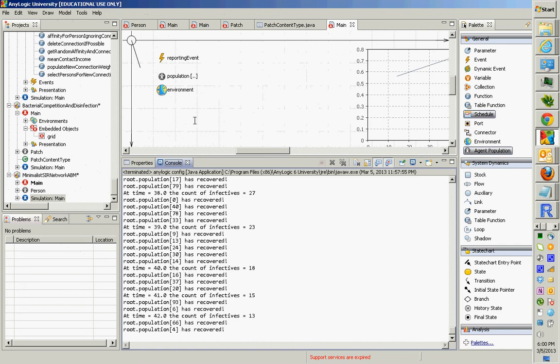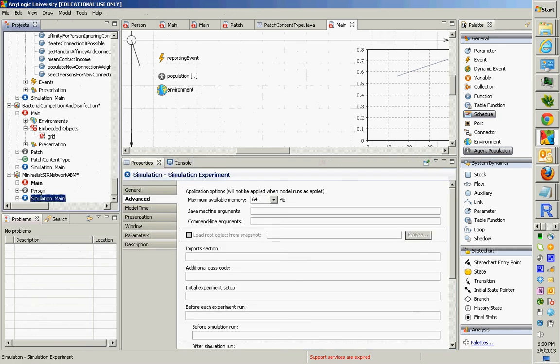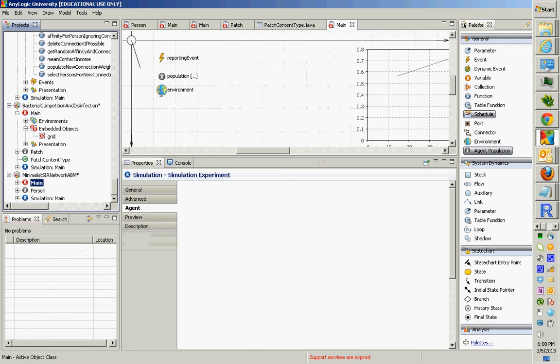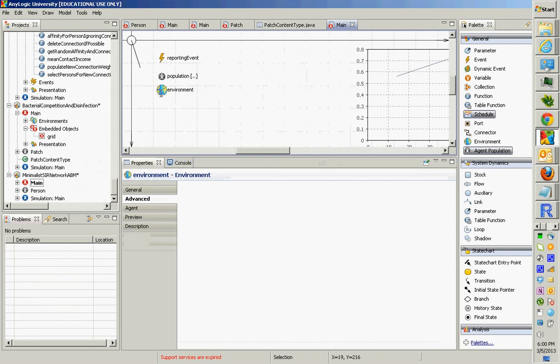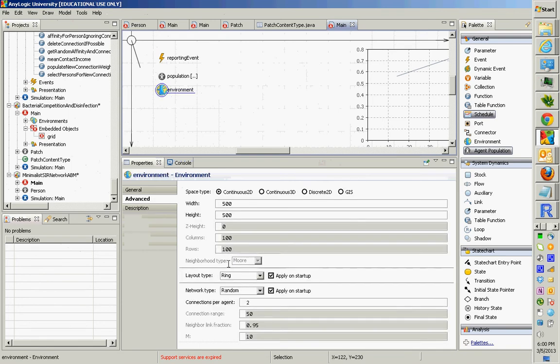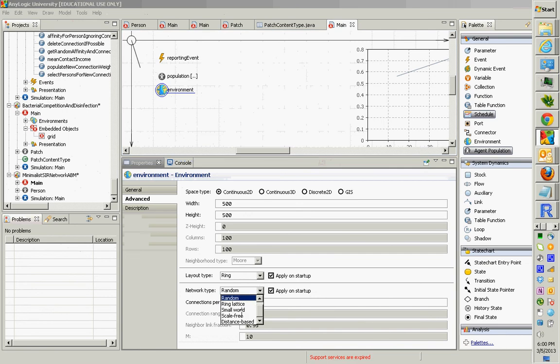Okay, so that was a Poisson random network. I'd like now to try a mixture between the two. So let's try a small world network. So here we're going to have, just as with ring lattice, a small number of connections. But we're going to have 95% of those connections be local, okay? And only 5% be global.